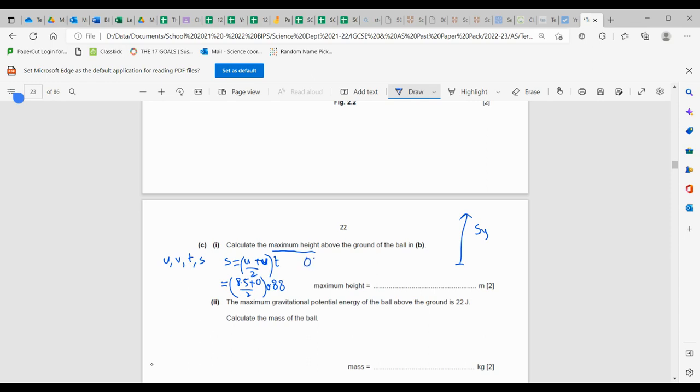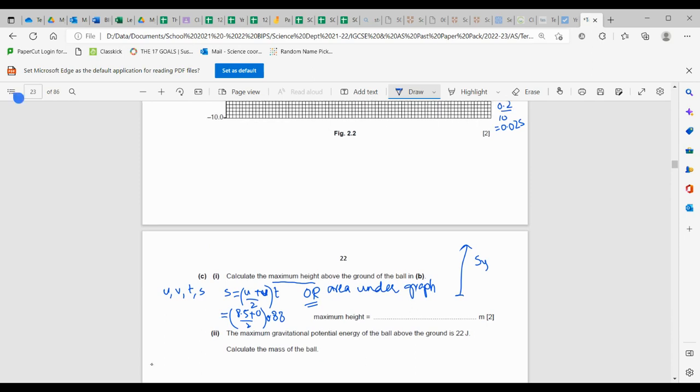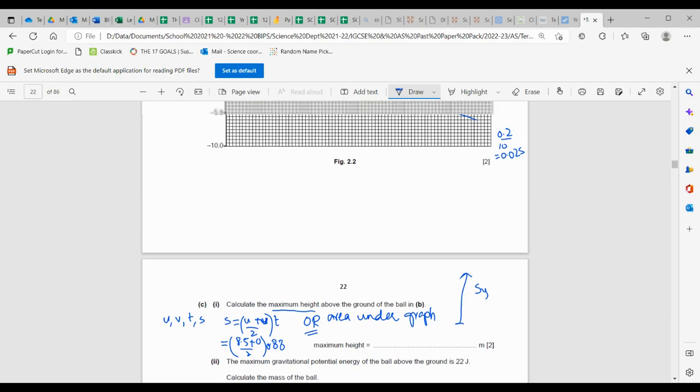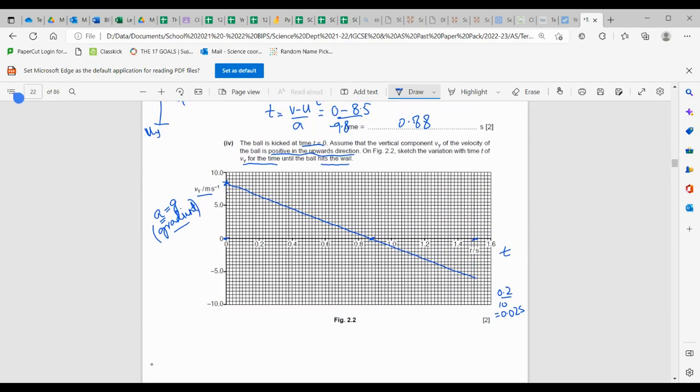Or using a graph, I can find vertical displacement for the upward motion using area under the graph. Now, which area will it be under the velocity time graph? Let's just have a look at that. Area under the graph. Since we are talking about the maximum height above the ground, it is the displacement when the ball goes up. So, this is the area for the upward motion when the velocity is in the positive direction. This is the area under the graph that we have to calculate.